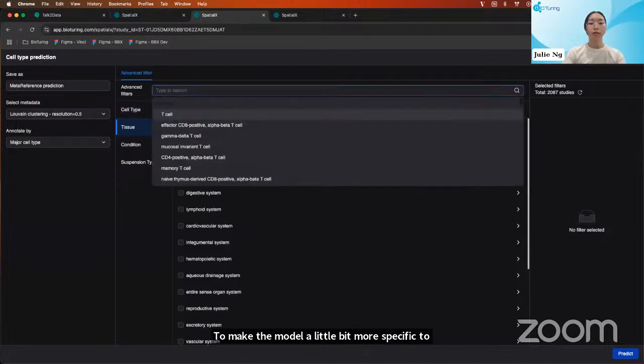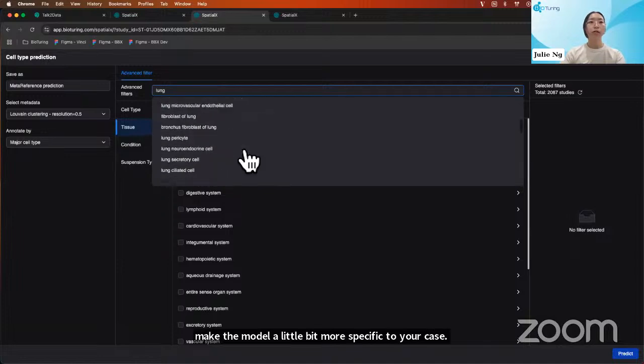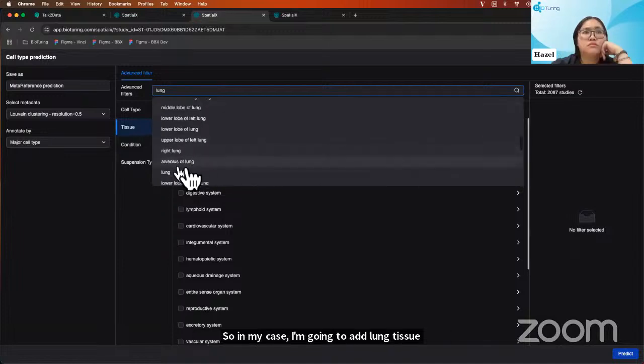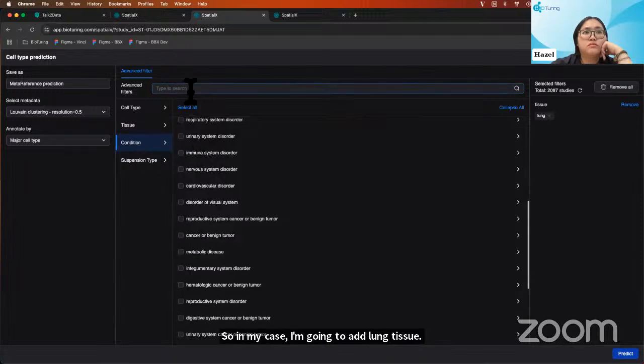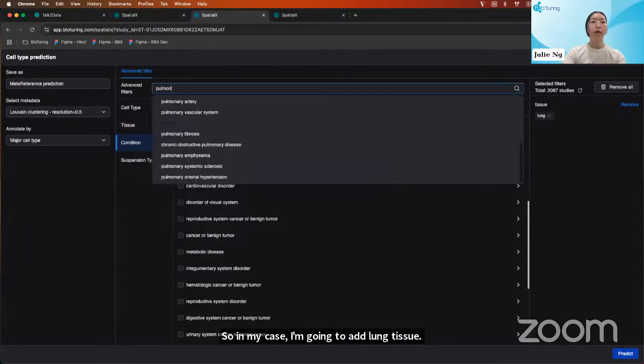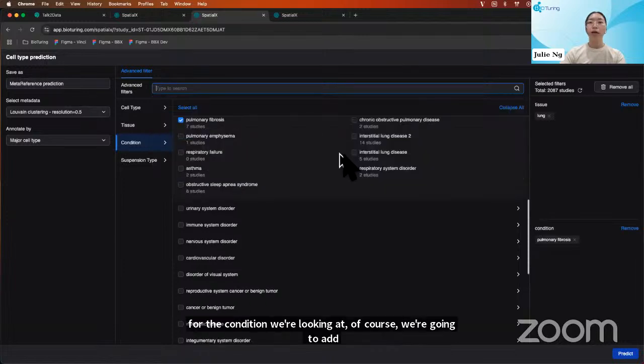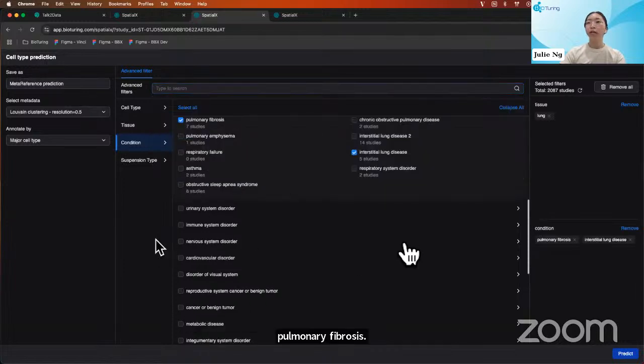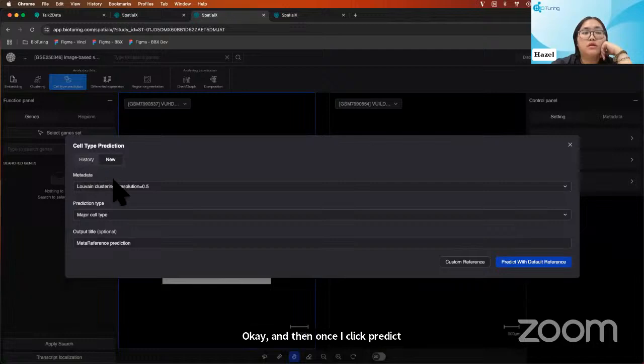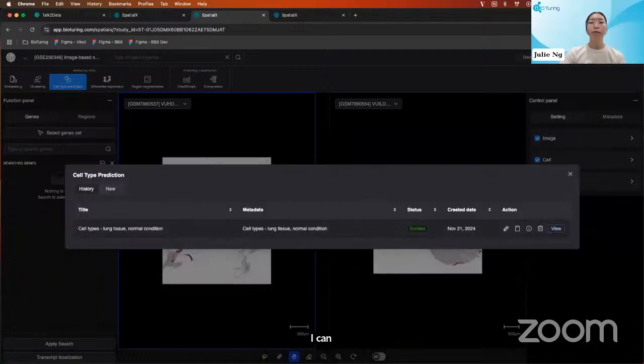So in my case, I'm going to add lung tissue. And for the condition we're looking at, of course, we're going to add pulmonary fibrosis, but I'd also want to add interstitial lung disease. Okay, and then once I click predict, I can open up the output.